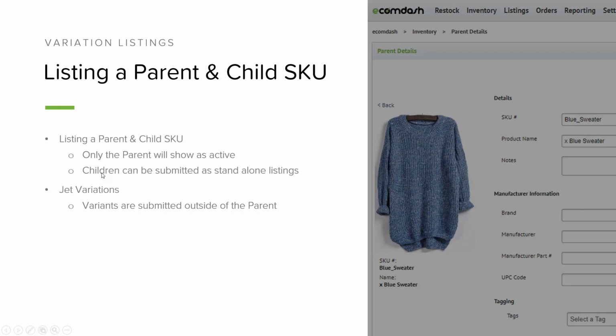As I mentioned a couple times, children can be submitted as standalone listings. You do that by submitting the child product to the storefront in addition to submitting the parent product to the storefront. The only storefront that we support variation listings on that varies from this workflow is Jet. With Jet, when you create a draft listing for the parent product, you then need to click into the parent product and submit listings for each of the individual variants. So that process is a little bit different for Jet, and that's just the nature of how Jet manages variation products. So the workflow is a little bit different from within Ecomdash.